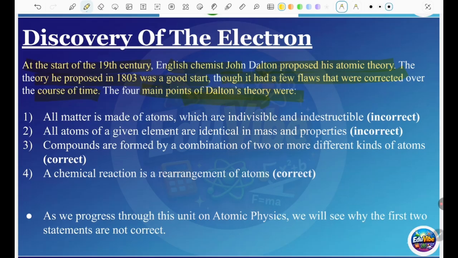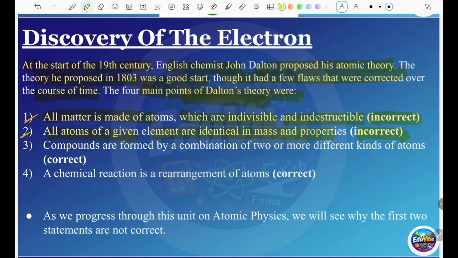So what are those points? The first point is that all matter is made of atoms which are indivisible and indestructible. This is incorrect. The second is that all atoms of a given element are identical in mass and properties. This is also incorrect. We discuss these first two points in this whole lesson, and by the end of this lesson we will see that these two are incorrect.